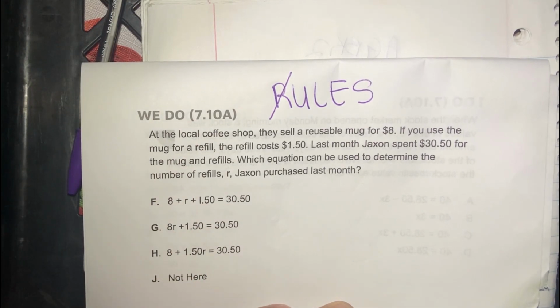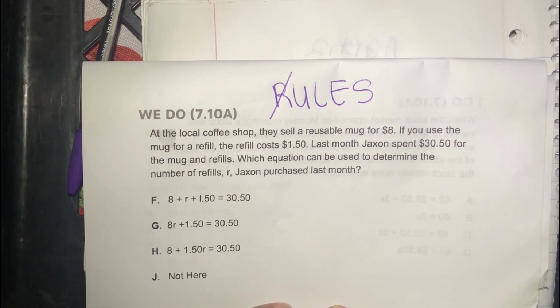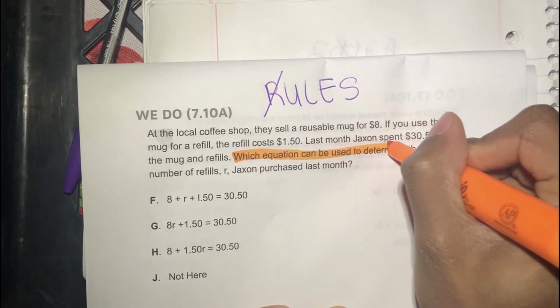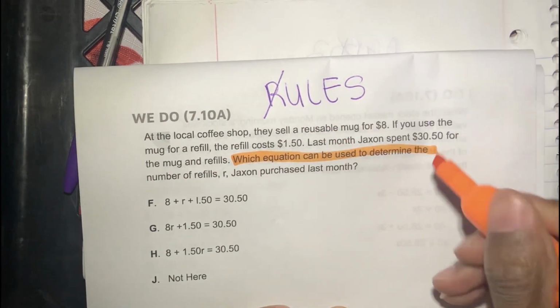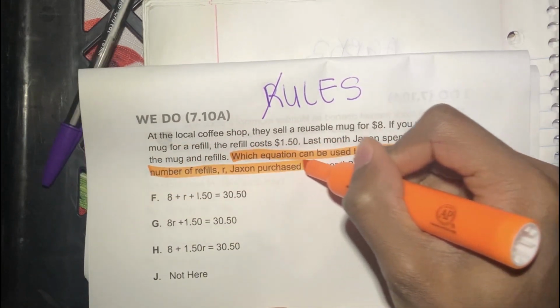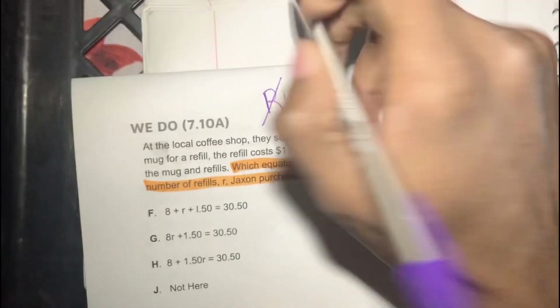We got our answer options here. F, 8 plus R plus 1.50 is equal to 30.50. G, 8 times R plus $1.50 is equal to 30.50. H, 8 plus $1.50 R is equal to 30.50. J not here. Okay, so let's underline or highlight the specific question that's asking us to determine. Which equation can be used to determine the number of refills R Jackson purchased last month? Now we've underlined the specific question.